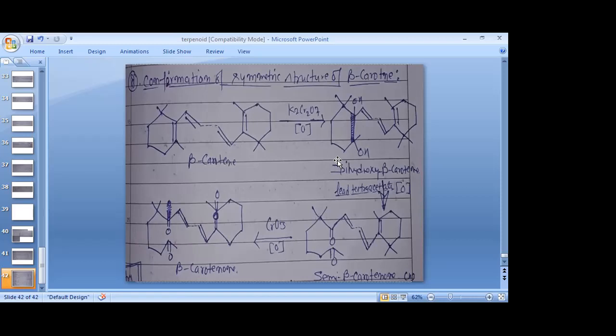So in this way we can say your beta carotene is a symmetric compound. Your beta carotene is a symmetric compound, right? So how do we confirm our beta carotene is a symmetric compound? So this is the point, right? In this way we can be clear about the structure of beta carotene.